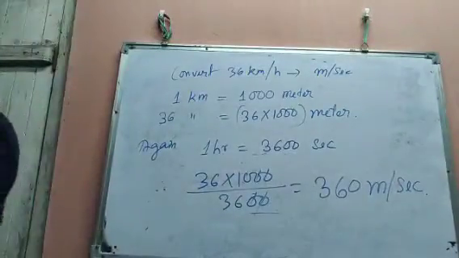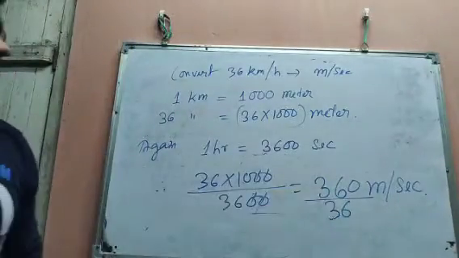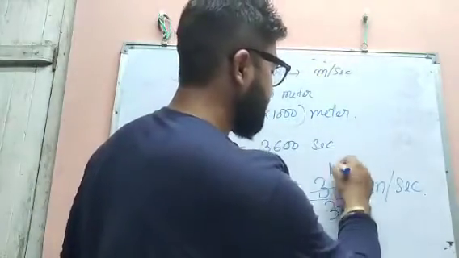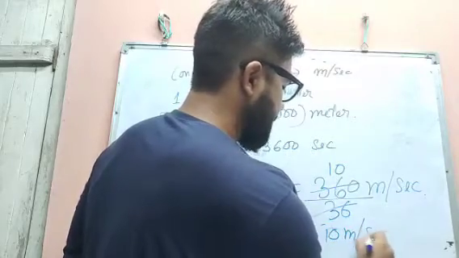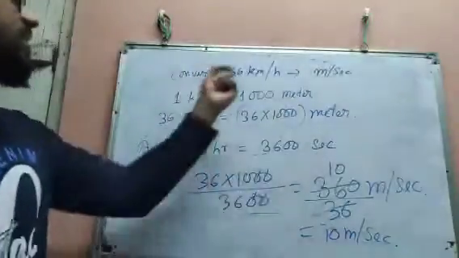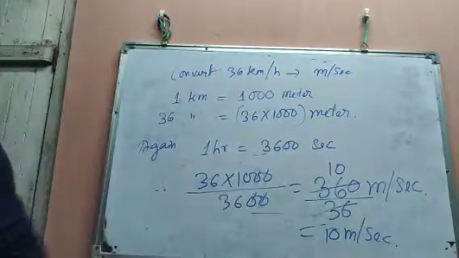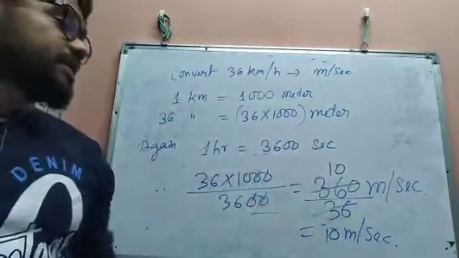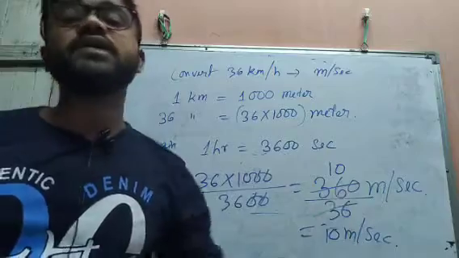Sorry, the answer will be 360 divided by 36 meters per second. Then divide this 360 by 36, you will get 10. That means when we convert 36 km/h to meter per second, the answer will be 10 meter per second. That means when a car covers 36 km in 1 hour, the car will be covering 10 meters per second.